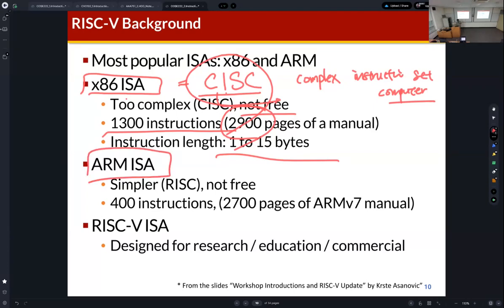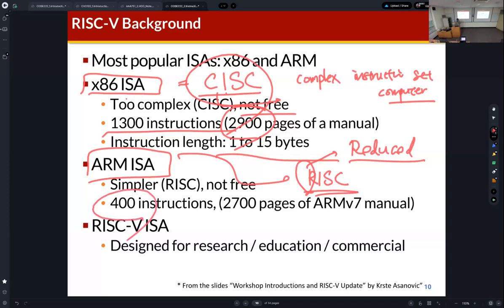And then ARM. ARM is the RISC family. CISC is complex instruction set computer, and ARM is reduced, so it means ARM is simpler. The ARM ISA is simpler than the x86 ISA. That's why the ARM ISA is good for mobile processors. Because the ISA is simple, you can design a simpler hardware decoder, and this decoder will not consume as much power compared to the Intel decoder. That's why we use ARM for mobile processors, but the ARM ISA is not free. Also, it includes 400 instructions and a big instruction set architecture manual.